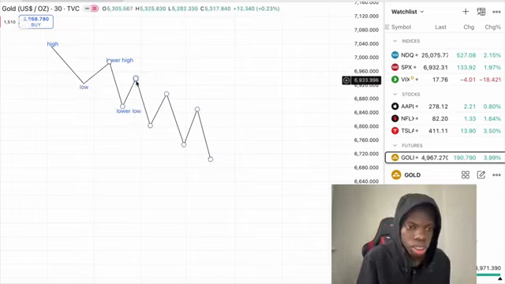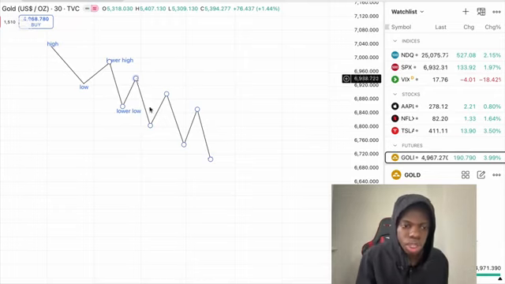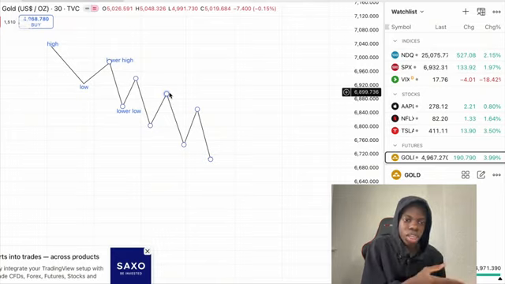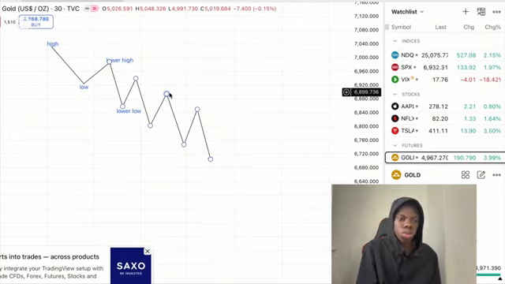What do we call this up one? Lower than the previous high. What do we call this down one? Lower than the previous low. What do we call this up one? Lower than the previous high. What do we call this down one? Lower than the previous low.